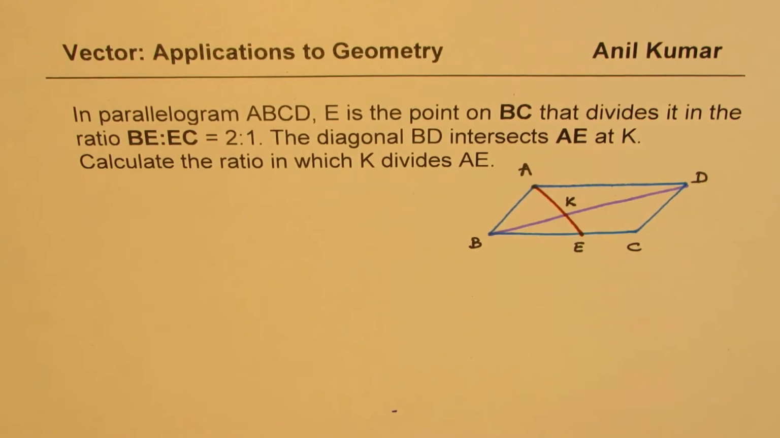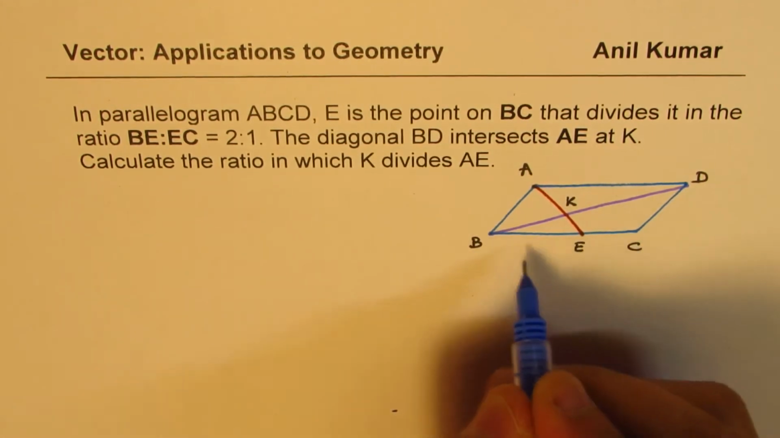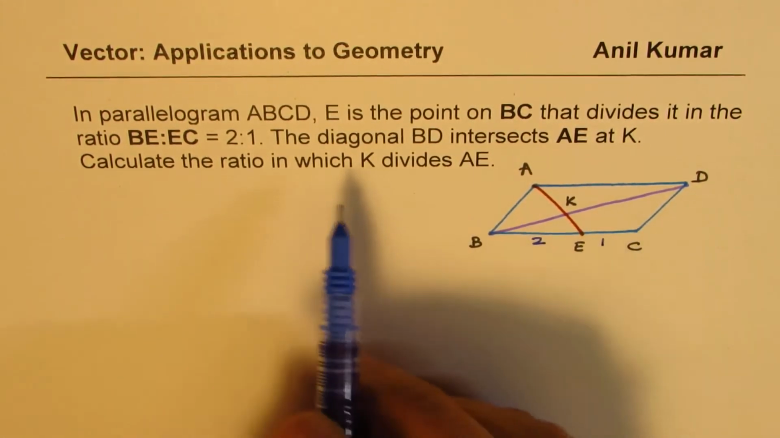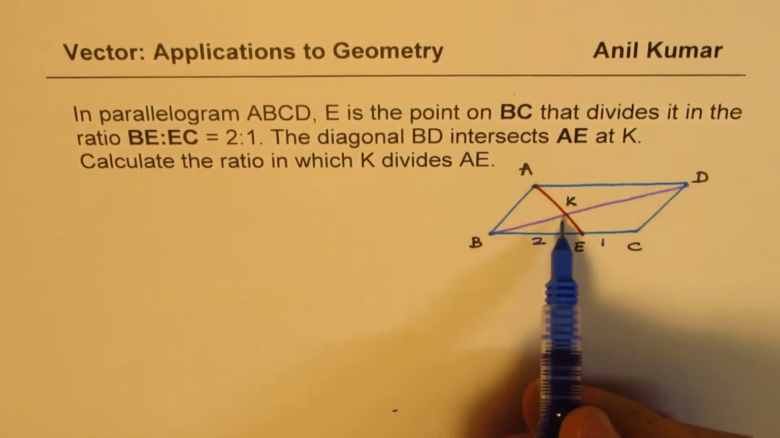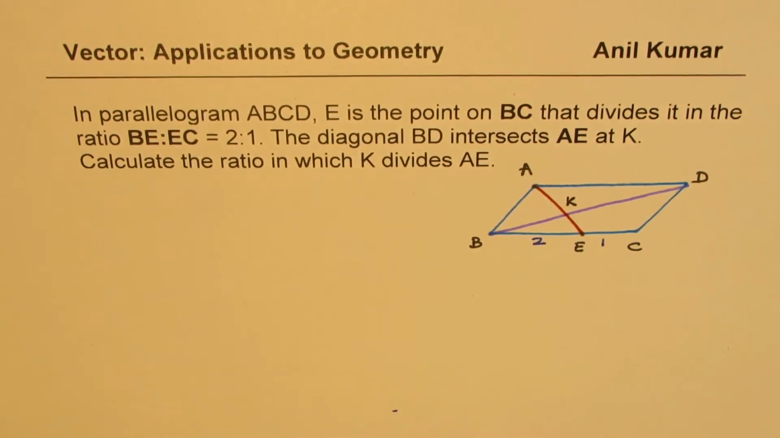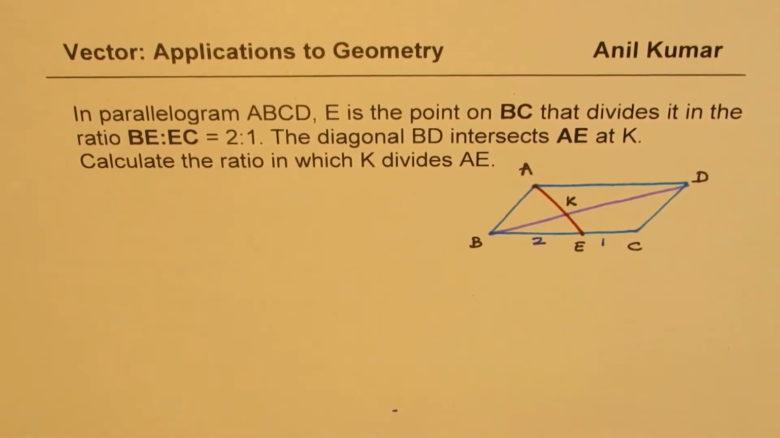I'm Anil Kumar sharing with you a test question on vectors applications to geometry. The question here is, in parallelogram ABCD, E is a point on BC that divides it in the ratio BE is to EC is 2 is to 1. The diagonal BD intersects AE at K. Calculate the ratio in which K divides AE, right? That is the question. Now, you can always pause the video, answer the question.